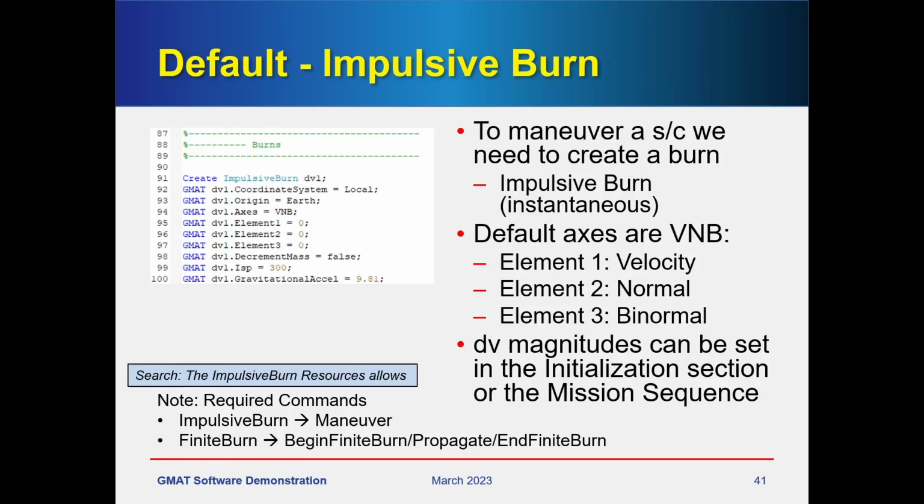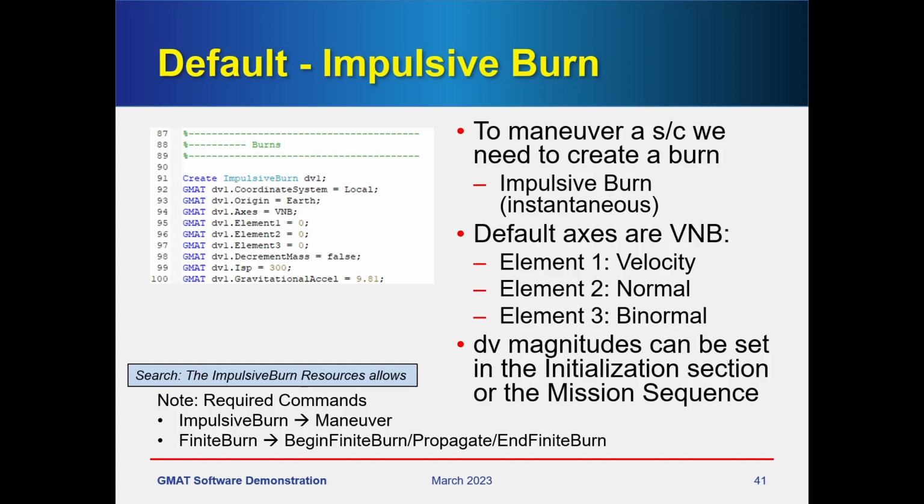To change a spacecraft orbit during a mission, you need to provide a change in velocity, or delta V. GMAT allows both impulsive burns and finite burns. Impulsive burns provide delta V at an instant in time, and finite burns provide delta V over a period of time. Most users will understand this difference, but I make this point because performing an impulsive burn in GMAT uses the maneuver command, whereas performing a finite burn in GMAT requires the use of the BeginFiniteBurn and EndFiniteBurn block commands, along with a propagate command. But for now, let's look at an impulsive burn.